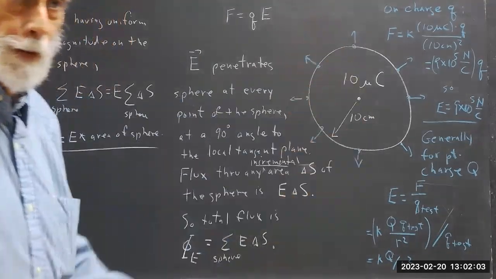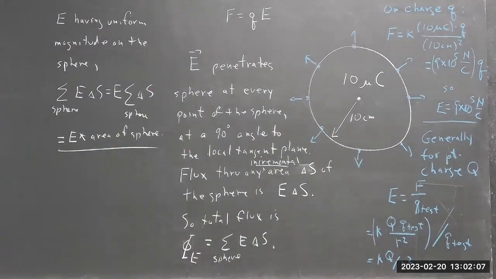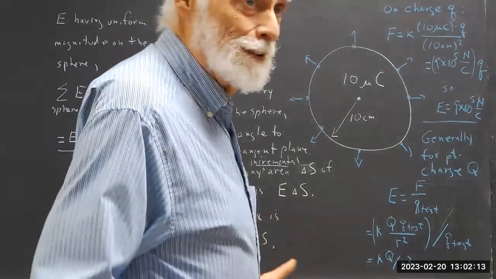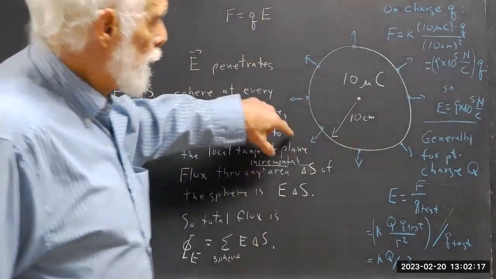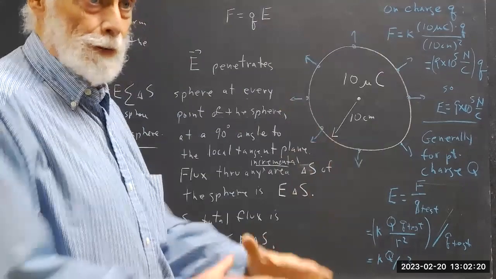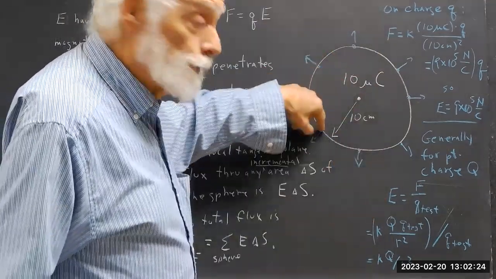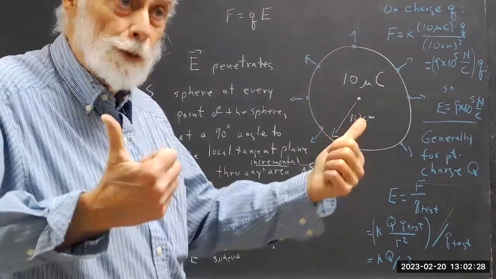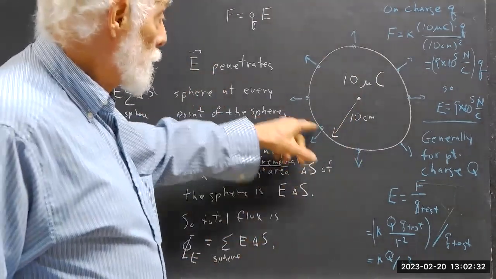Sphere of radius 10 centimeters, with a 10 microcoulomb charge at the center of the sphere. Now, again, it has to be at the center of the sphere. It turns out it doesn't, but right now it has to be, so that we can say E has the same magnitude everywhere, because at every point of the surface of the sphere we're at the same distance from the center. And the flux is always outward, and always perpendicular to the sphere.